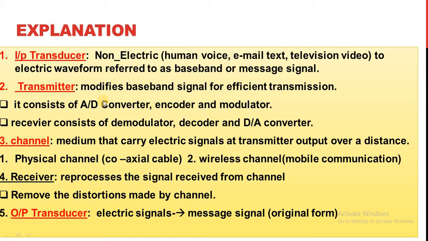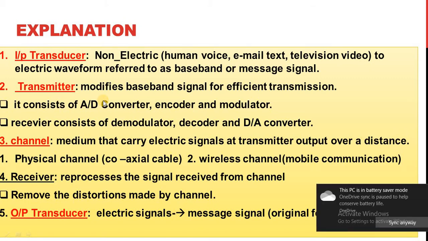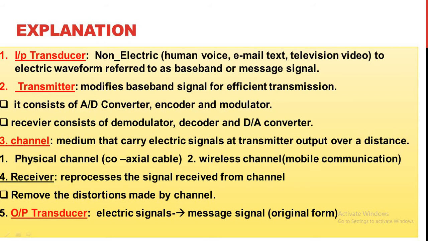The transmitter will modify the signal for efficient transmission. And the transmitter consists of an A to D converter, that means analog to digital converter, an encoder and a modulator. Similarly, the receiver consists of a demodulator, decoder and D to A converter.